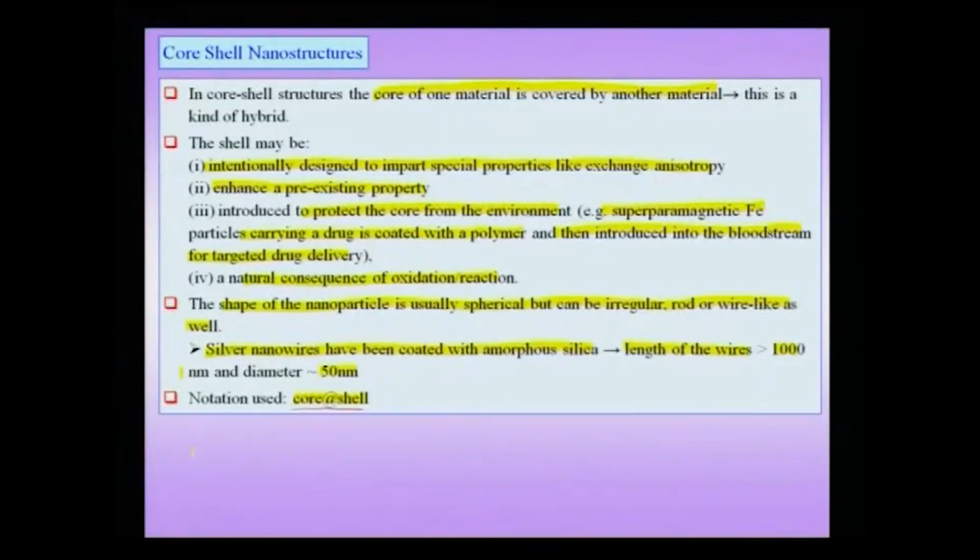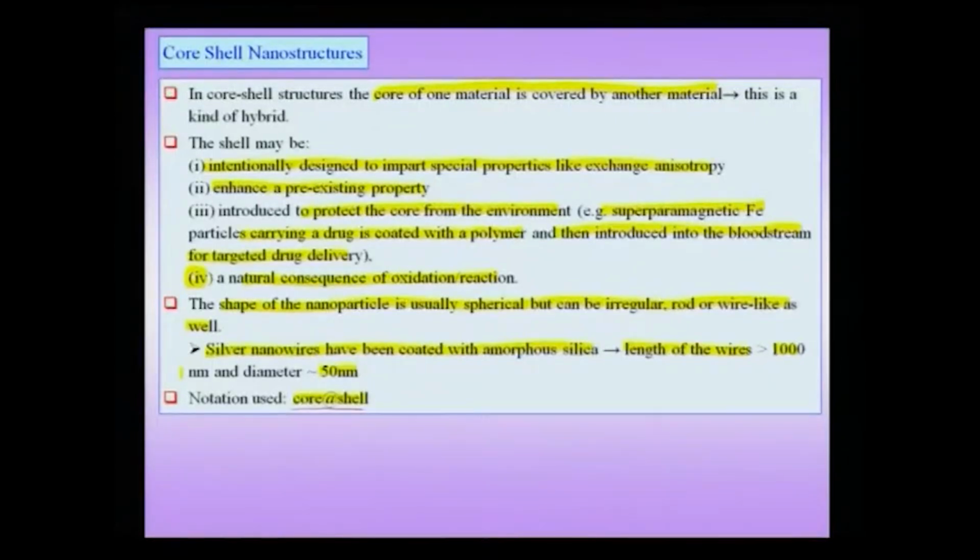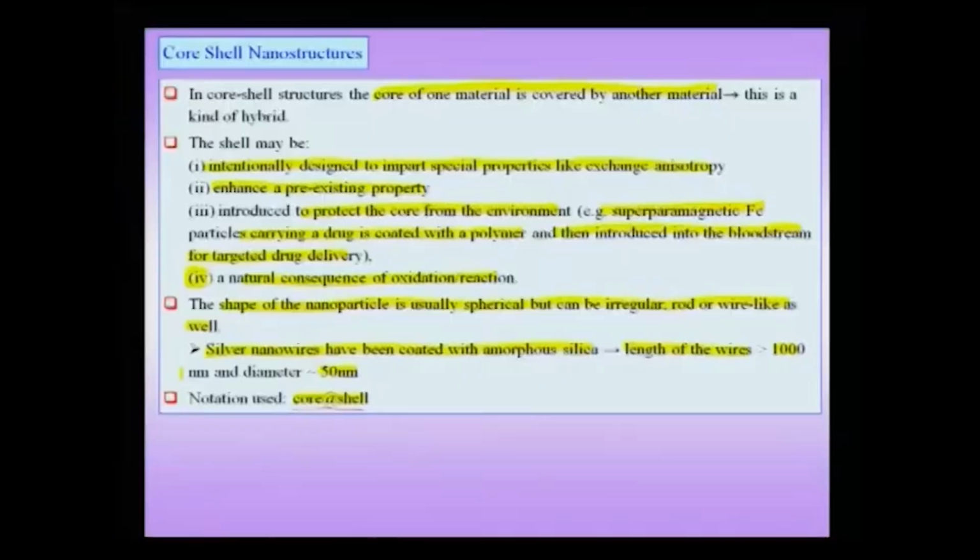Just to summarize this slide, we have seen that there are hierarchical constructions possible, there are hybrids possible, and there is one special class of hybrids called the core shell nanostructures, wherein a core of one material is covered with a shell of another material. When I say another material, it should be noted that it could actually be just the oxide of the same material itself. And we have noted that there are 4 reasons why we may have a shell around the core. The least trivial is that it is a natural consequence of oxidation or reaction when you leave the nanoparticles outside, but more usually it is intentionally designed to impart special properties.